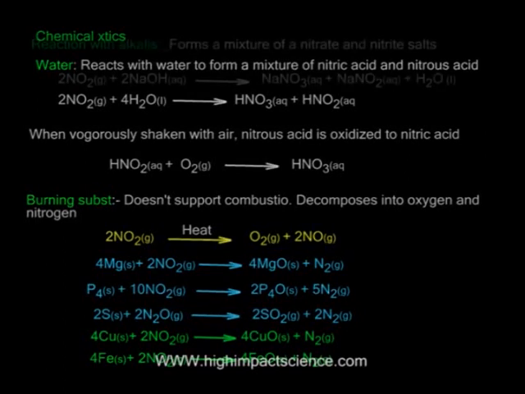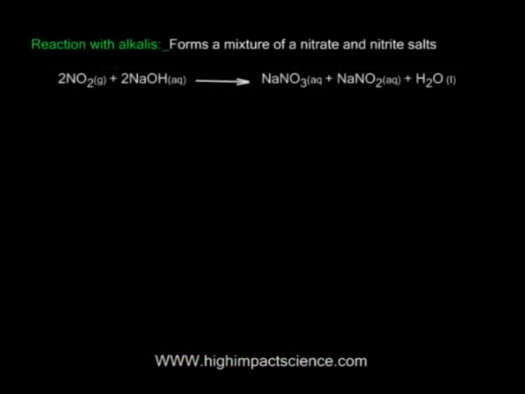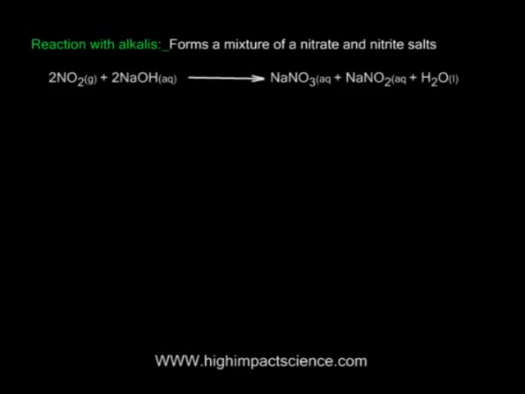Nitrogen 4 oxide reacts with alkalis to form a mixture of a nitrate and a nitrite salt in equivalent amounts. For example, with sodium hydroxide, it forms a mixture of sodium nitrate and sodium nitrite. The main use of nitrogen 4 oxide is in the manufacture of nitric acid, a process we'll discuss later.